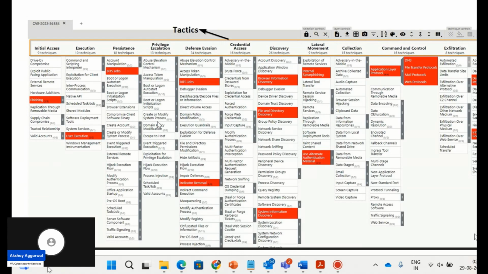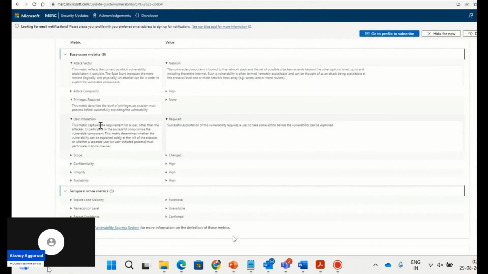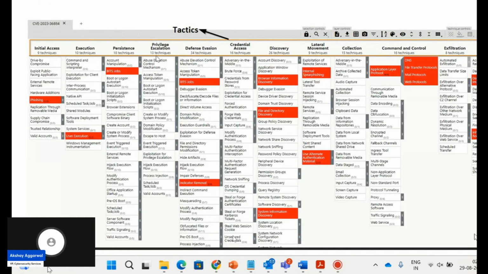right? So if you see privilege escalation, this is not highlighted here. If I refer to the Microsoft blog again, it says privilege required is none. That means no admin privileges are required, or there is no need for privilege escalation, privilege elevation, my bad. The attacker is unauthorized prior to the attack, therefore does not require any access to the files to carry out this attack. So there is no privilege escalation needed in this case, and that is the reason that here in the MITRE ATT&CK framework, I did not choose any.